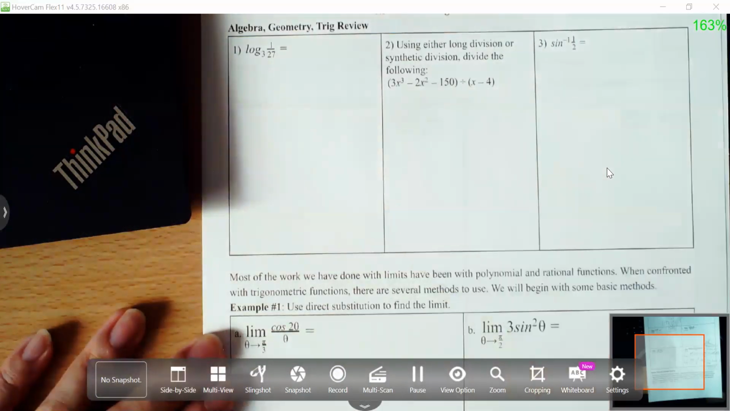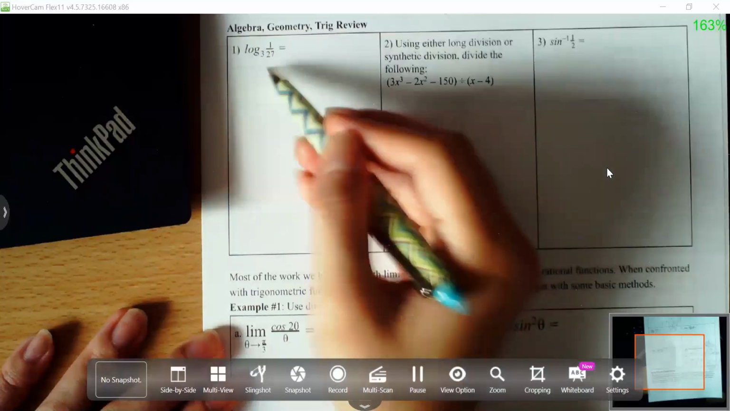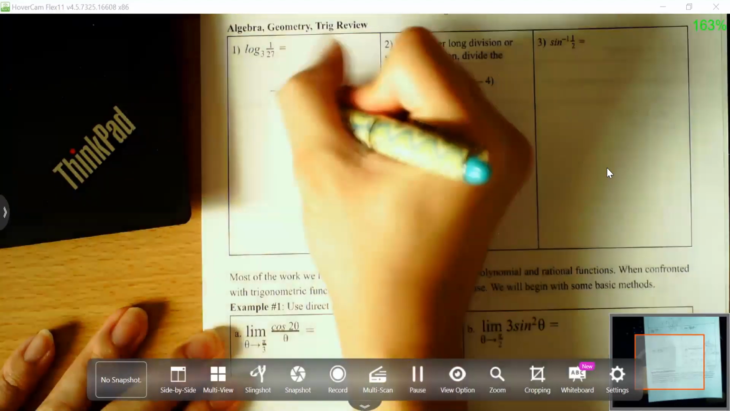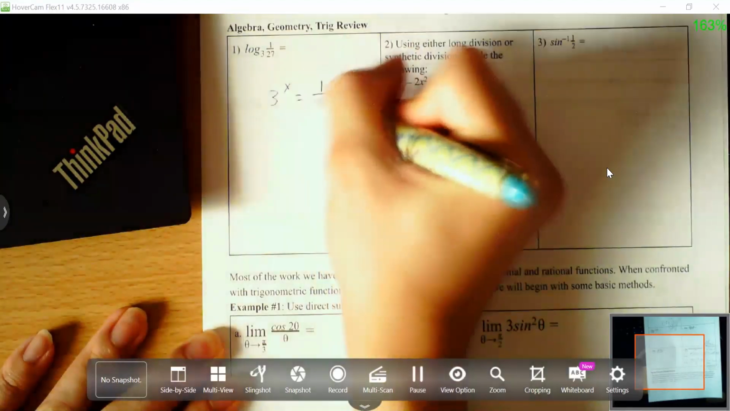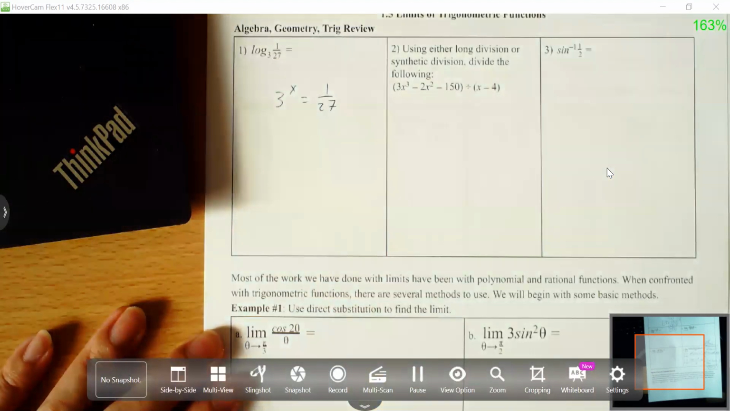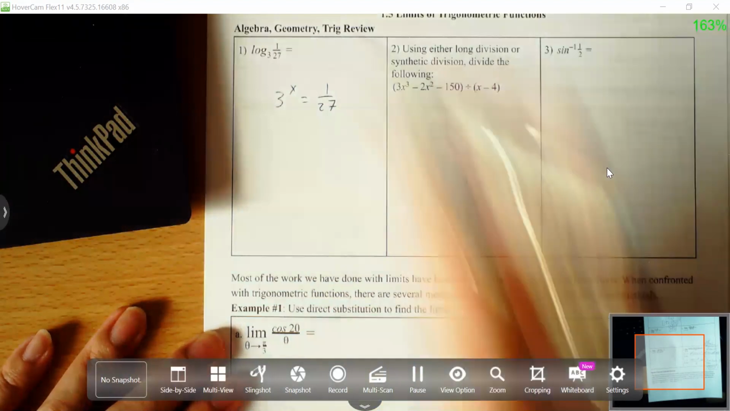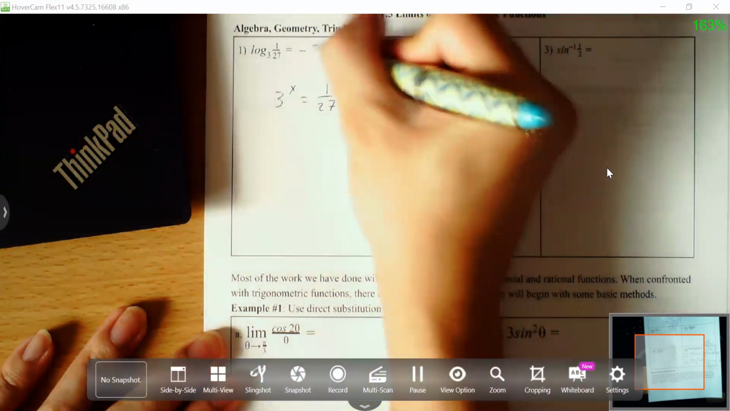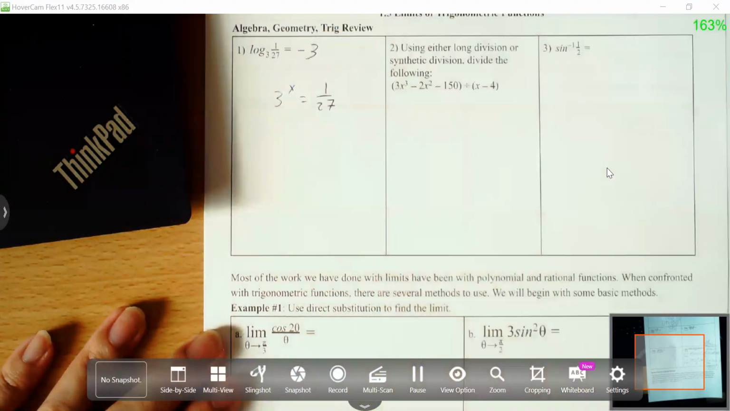Okay, number one's a logarithm. So remember, this is just asking 3 to what power is 1 over 27. Well, I know 3 to the third is 27, but since the 27 is in the denominator, then it has to be negative. So this is equal to -3. Right? Remember, negative exponents mean you are going to flip the fraction.